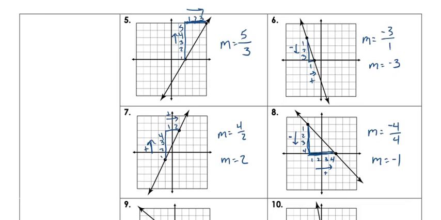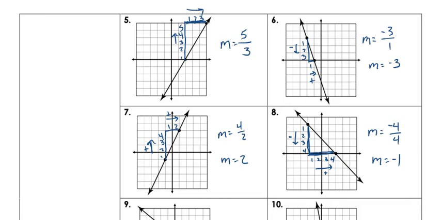Okay, so let's compare. For 5, we went up 5 over 3. So we rise 5 positive, forward 3, positive 3, 5 over 3. And 5 over 3 does not simplify, so we're good to go. In number 6, moving left to right, we had to move down 3, that's a negative, forward 1, positive. So our rise was negative, our run was positive, negative 3 over 1, and negative 3 over 1 will divide, and that's going to be my slope of negative 3.